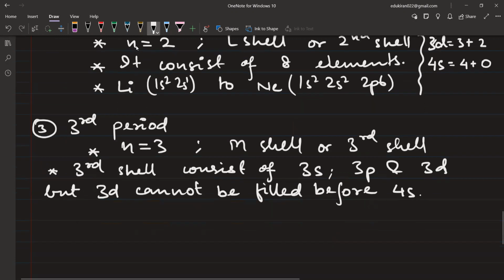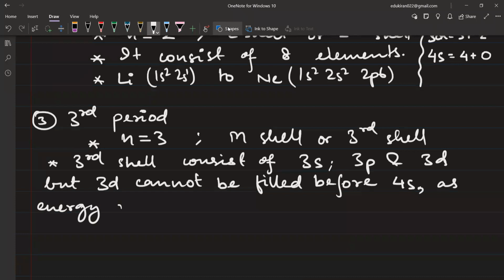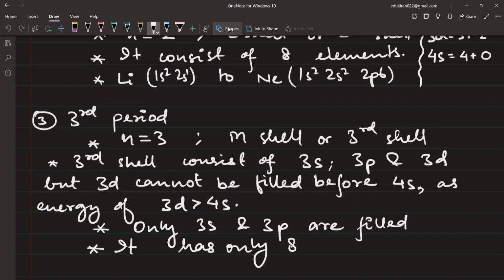So you will write: 3d can only fill after 4s, as the energy of 3d is higher than that of 4s. So here you will write that only 3s and 3p are filled, and that is why it has only 8 elements.